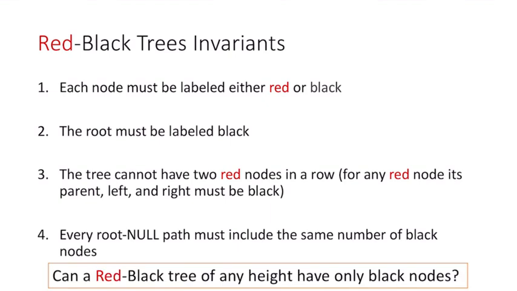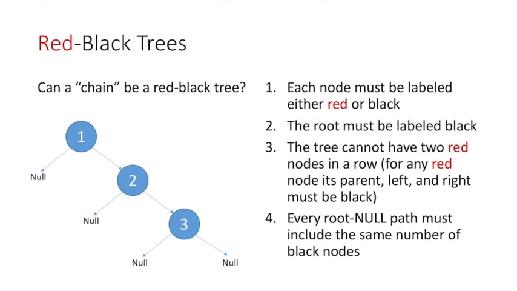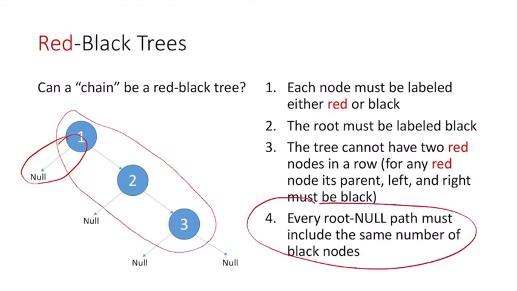Well, first, I have a question, which is, can a red-black tree of any height have only black nodes? And the answer to that is yes, and we will see why in just a few slides. All right, so let's look at our first tree and see if it can be labeled as a red-black tree. And we'll call this a chain because it has three nodes in a row. And for the next few slides, I'm going to explicitly show the nulls just so every root to null path makes sense. So here I've explicitly put the nulls on there.